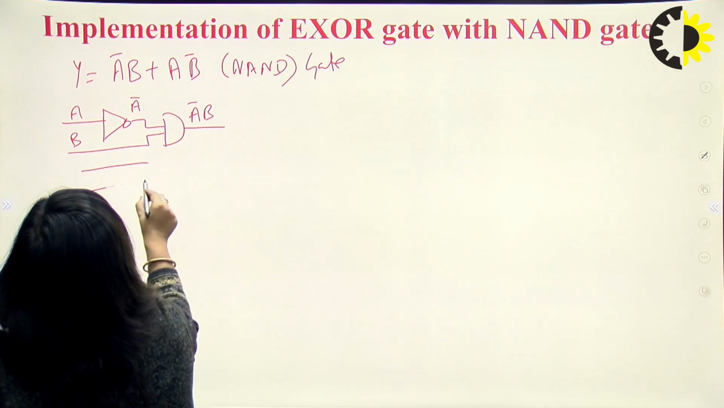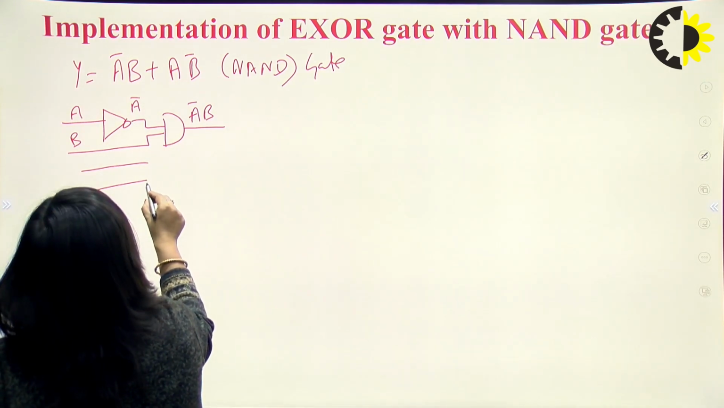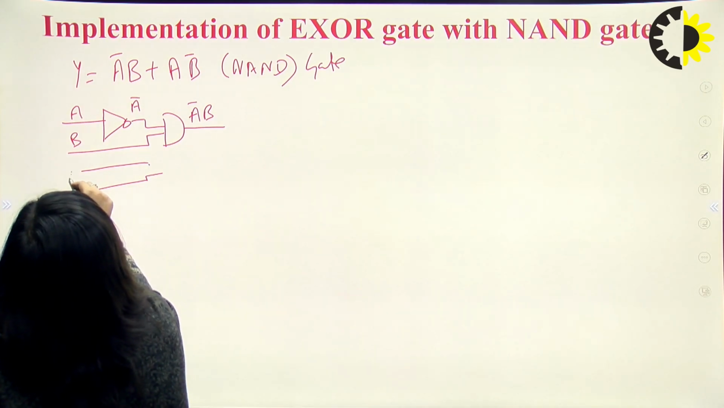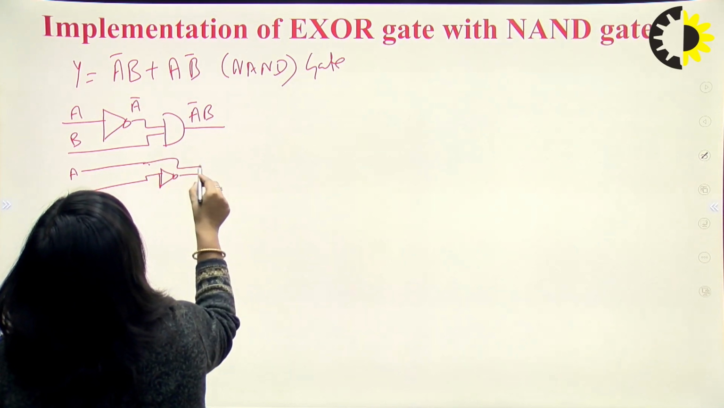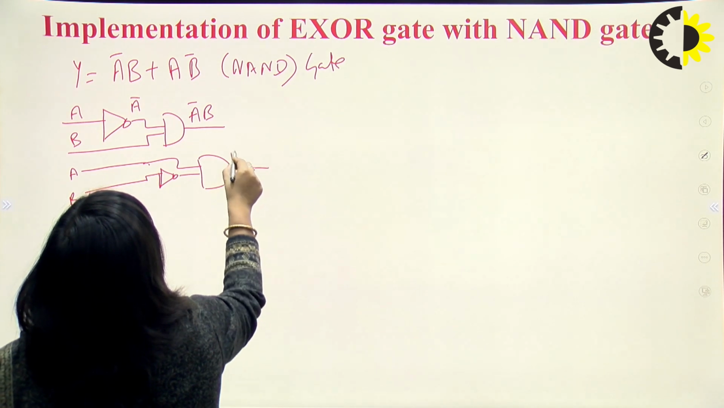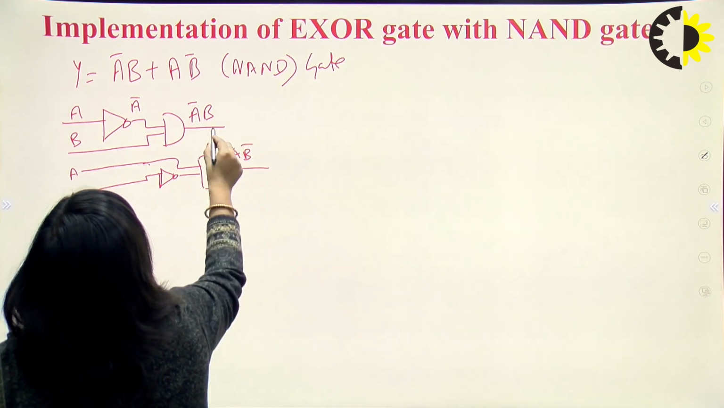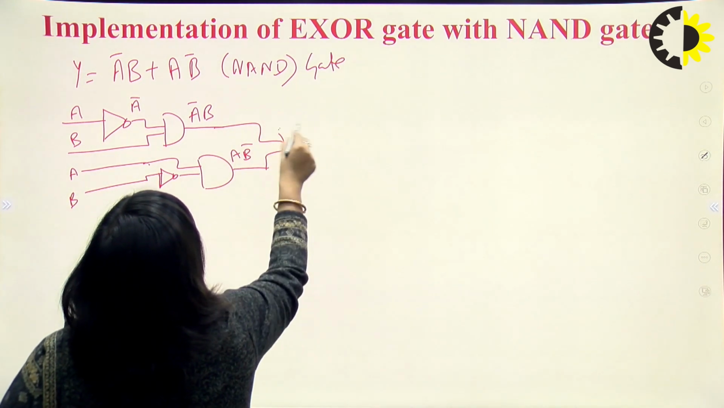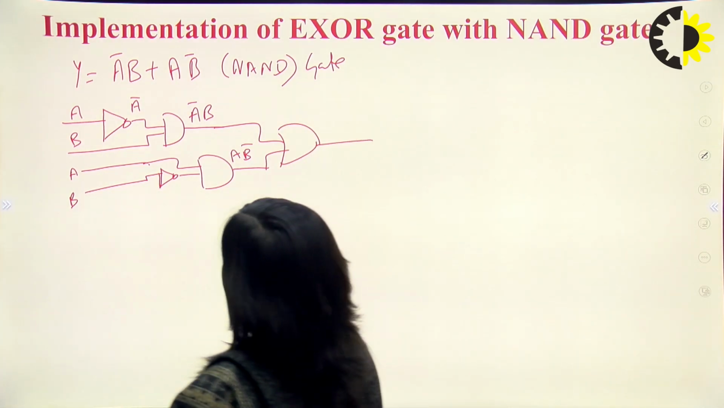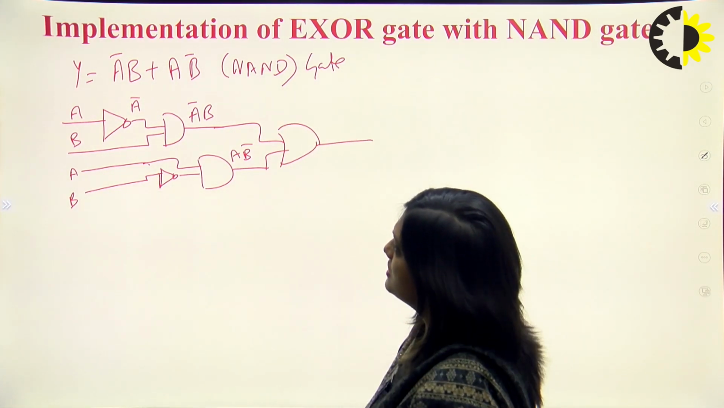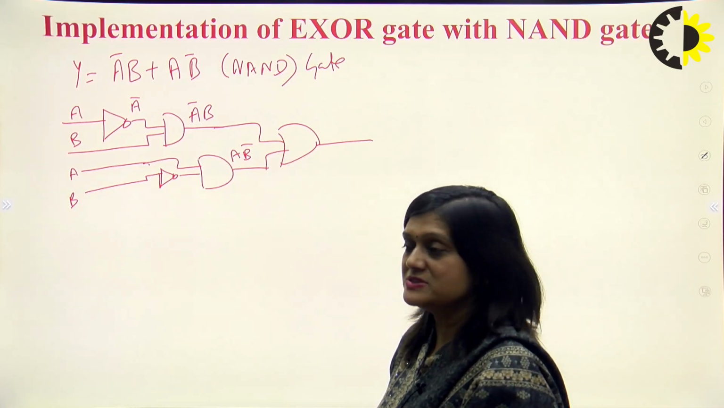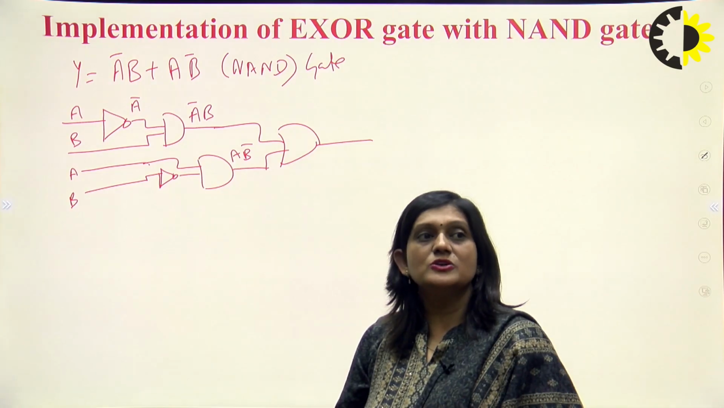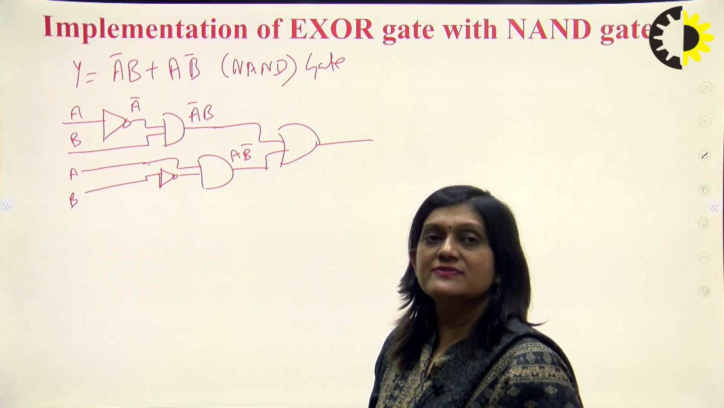After that, a b bar: a, and b passed through a NOT gate, so this will be a b bar. So this is how we have designed this expression with the help of the basic gates. Basic gates means only using AND, OR and NOT. Now we have to design it with the NAND gate.